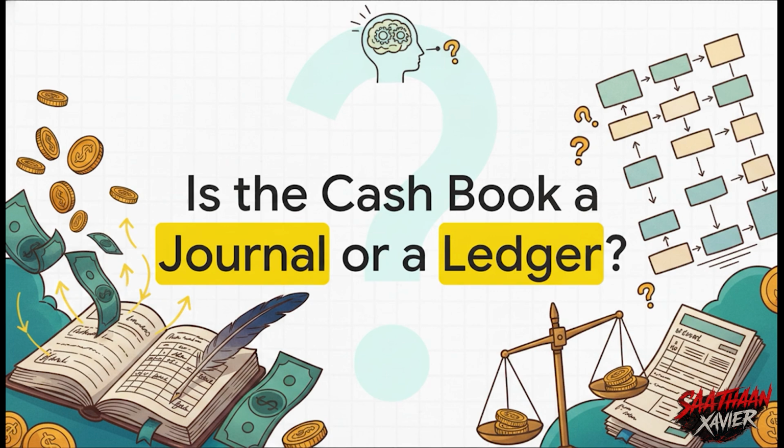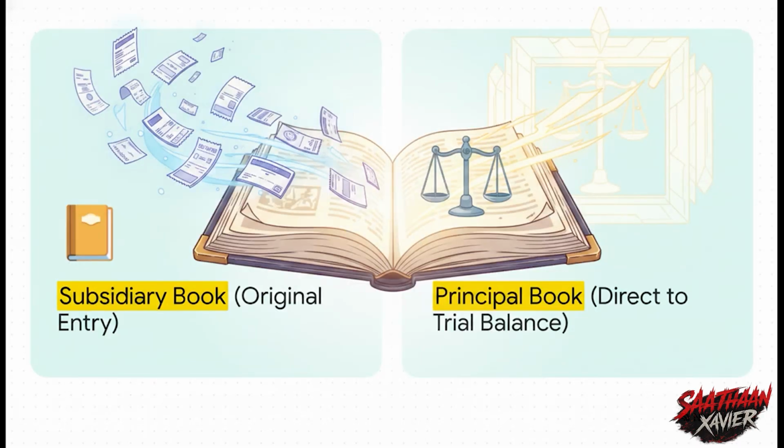Is the cash book a journal where we first record transactions, or is it a ledger where we classify and balance those accounts? Most people guess one or the other, but spoiler alert, they're wrong. See, the secret identity of the cash book is that it's actually uniquely both.